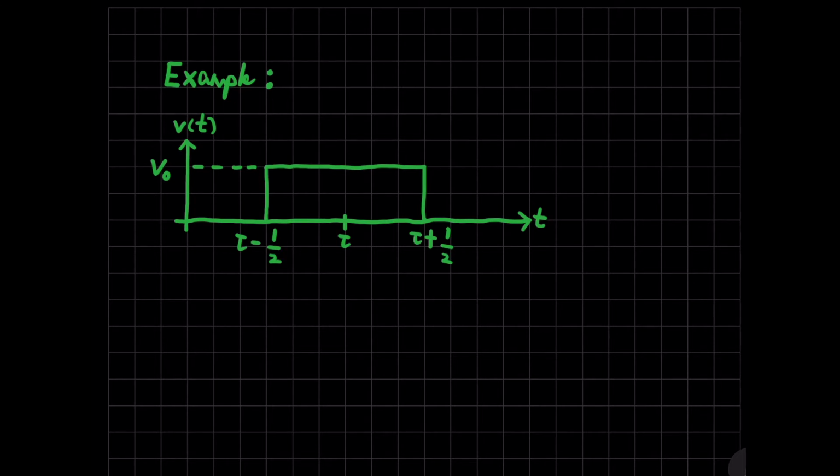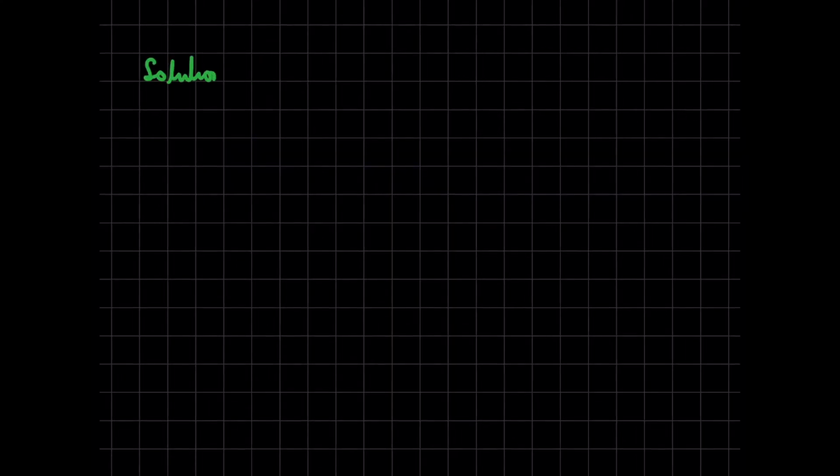Let's consider this example. The figure shows a signal v(t), which is actually a shifted rectangular signal. Then the question is, find V(omega), which is the Fourier transform of the v(t) signal.